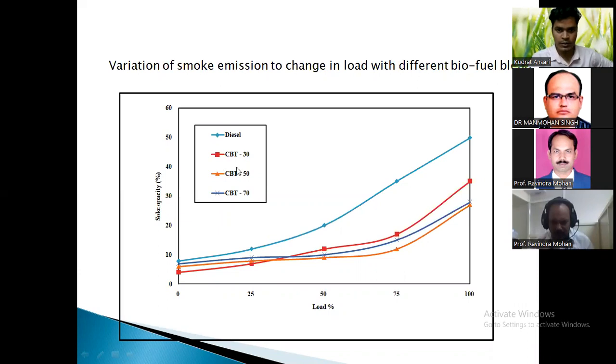But if you talk about the 30% blend, we can clearly see it has the lowest at the initial stages. But after the load percentage is increased to 30% or 40%, it is lower than natural diesel but higher for CBT 50 and CBT 70%. Then, when the load increases from 50 to 100%, the 70% blend of biodiesel has very low smoke emission compared to all of them.